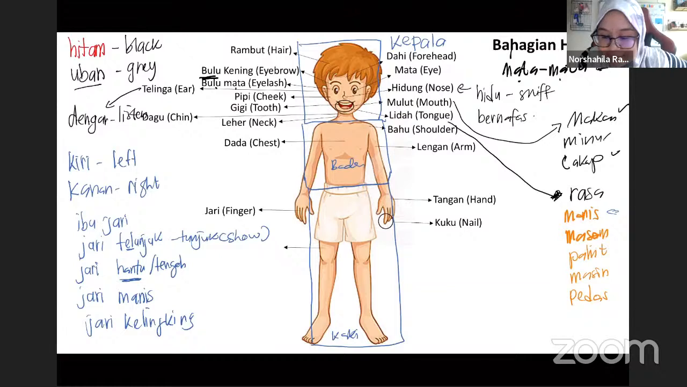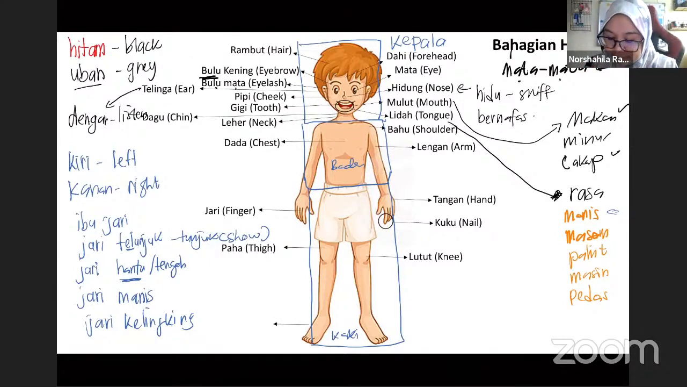For the kaki part, the first one, we have this one, a thigh. So a thigh in Bahasa Melayu, we call as paha. Okay, a thigh we call as paha. And then continue, we have this one, a knee. Okay, a knee. It's very important for us to take care of our knee, because when you come older, tua, it will affect you. So a knee we call as lutut. Okay, we call as lutut.